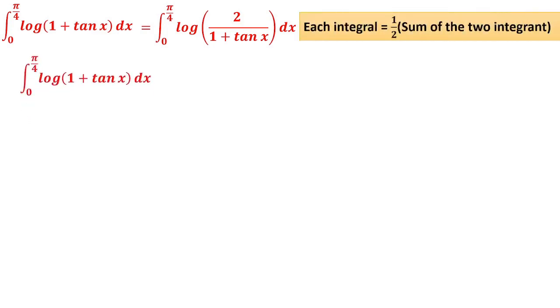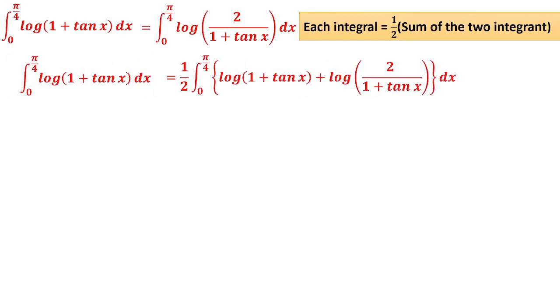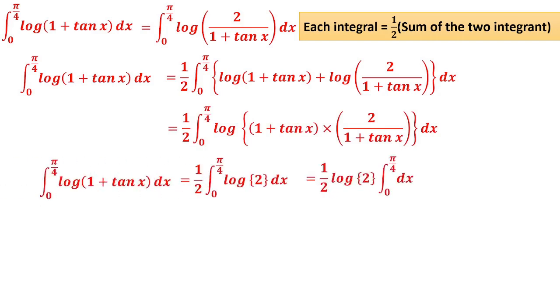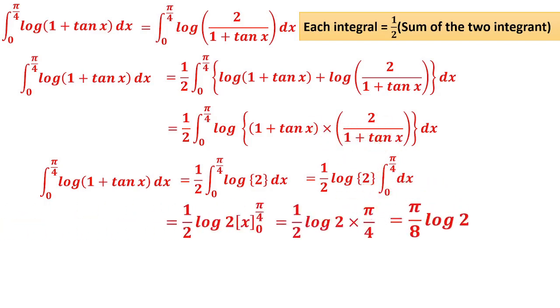Each integral is half into the sum of the two integrands, so add them. Log plus log is log of multiplication. By making use of the property of log, you are getting only log 2. Log 2 is a constant, take it out. Integral 0 to pi by 4 dx. The answer is pi by 8 log 2.